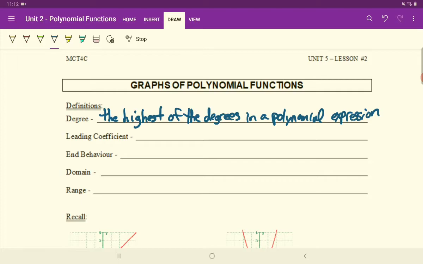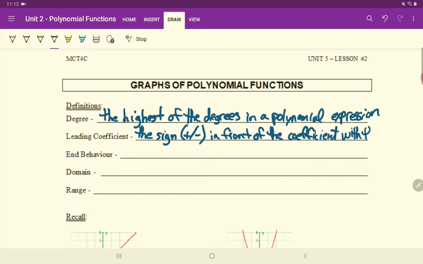The leading coefficient is the sign, which is plus or minus, in front of the coefficient with the highest degree. That gives us information. It tells us the direction that the graph is going in. So that's really important, the leading coefficient.